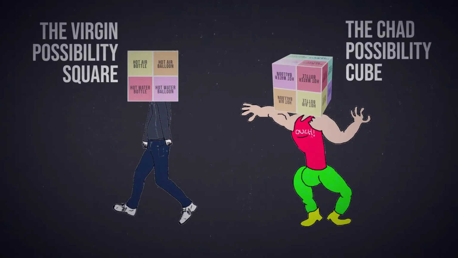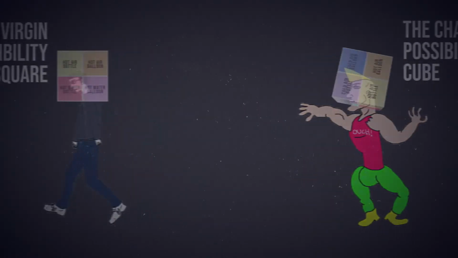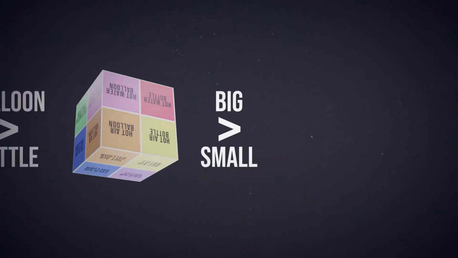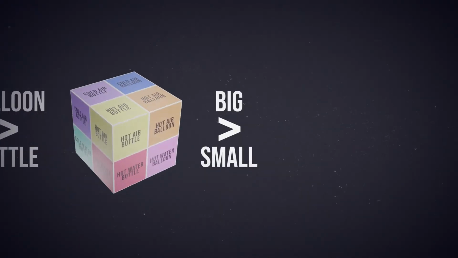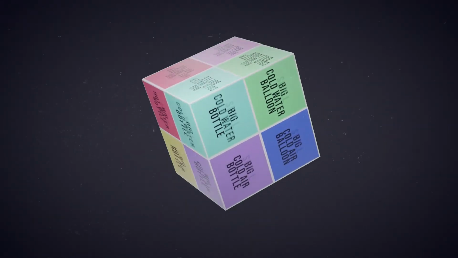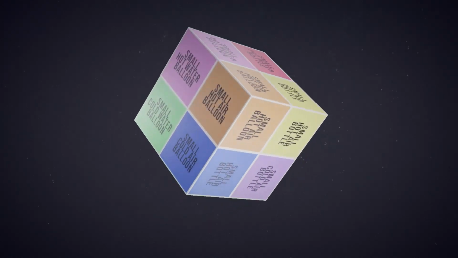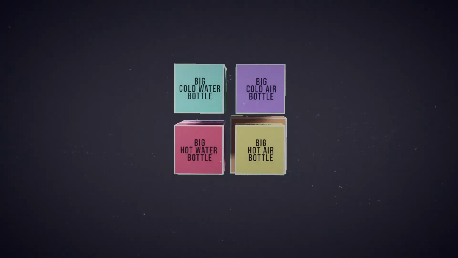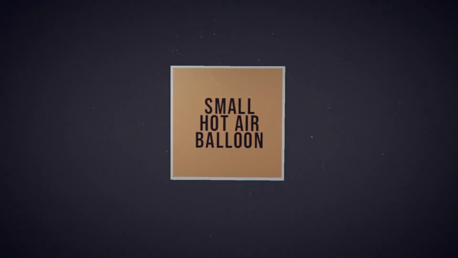Just like we added the axis of balloon bottle to turn the possibility square into the possibility cube, we add the fourth axis of big small to our three-dimensional possibility cube to turn it into a fourth-dimensional possibility hypercube, with the 4D angle we're looking at the hypercube from changing as time passes. Okay, yes, that's slightly confusing to look at with all the spinning and changing text, so let's just look at how one of those cubes changes as we move through the fourth dimension.